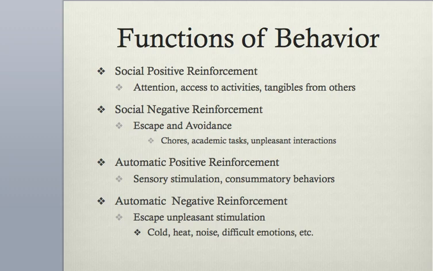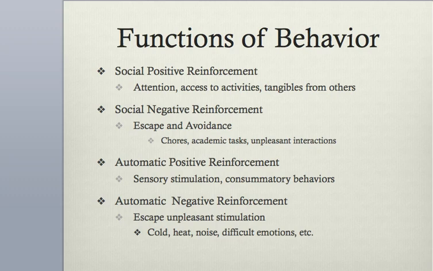There are 4 kinds of reinforcement that affect individuals' behavior. The first is social positive reinforcement. So it's reinforcement that comes from other people. It comes in the form of attention or access to activities or actual tangible reinforcers from others, whether those are hugs, whether it's the delivery of affection or actual consumable items, gifts, food.